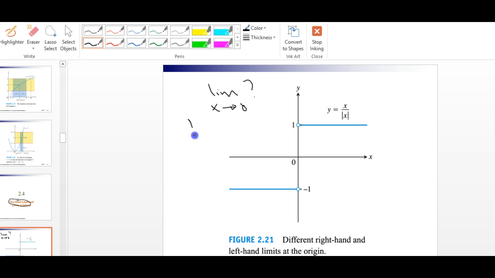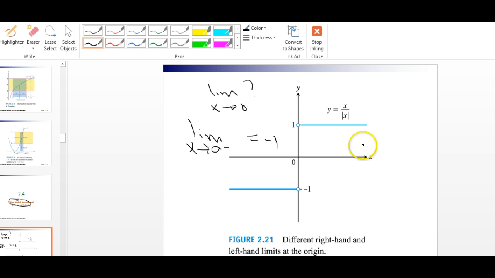So we denote it like this: limit as x approaches 0 from the left. We put a 0 minus. So it's 0, and after that we put a little minus sign, and this minus sign says that we are approaching 0 from the left. So when you are approaching 0 from the left, what is the limit? It is equal to negative 1.